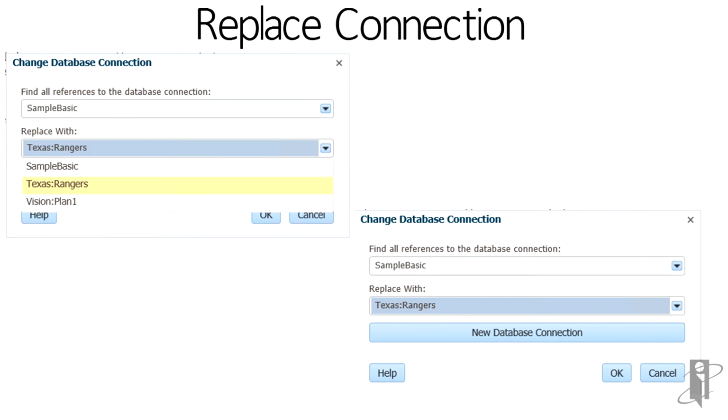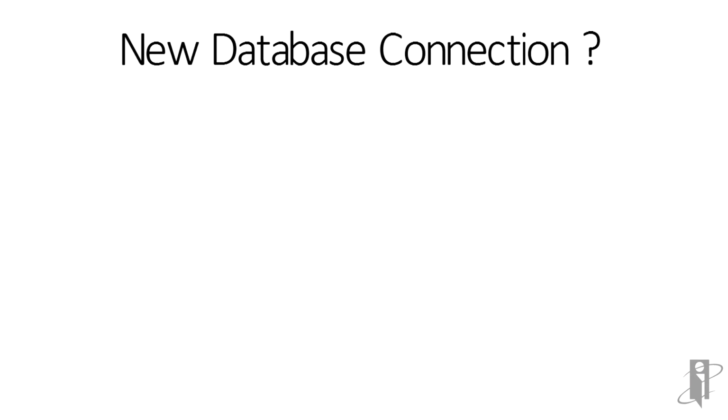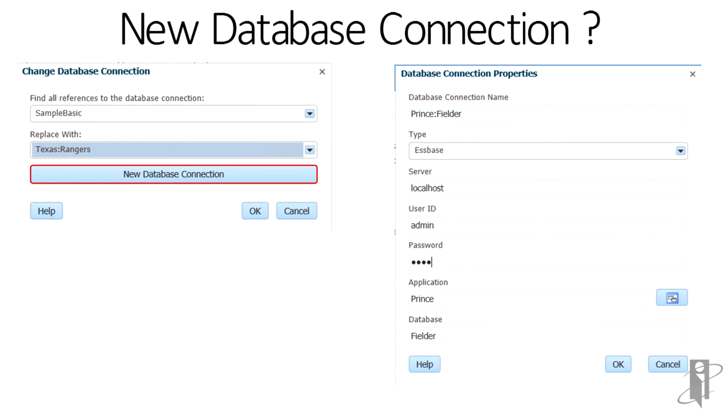If the data source already exists, select it from the drop-down menu and then click OK. If the data source does not exist, select New Database Connection, and a new window will pop up for you to create the new source. You must have access to the database in order to create a new source.